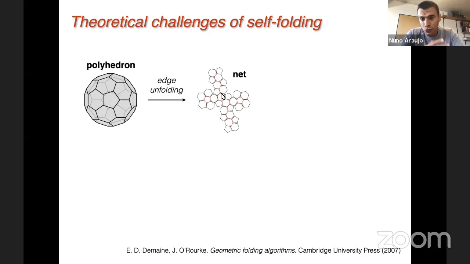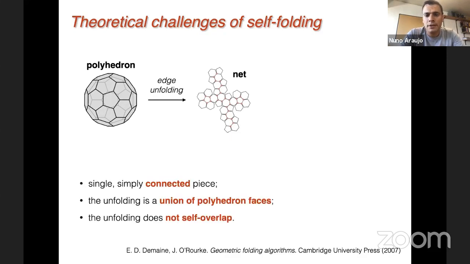But the cut that you do in the edge unfolding process cannot be an arbitrary cut. It needs to be done in such a way that it fulfills three different constraints. The first one is that the final net should be a single simply connected piece. You don't want to obtain two different pieces because this will increase the complexity of the problem, since in solution you will need to find ways to have these two pieces coming together and folding to form the three-dimensional shape. The second thing is that the unfolding, the net, should be the union of the polyhedron faces. So we can only cut along the edges, you cannot cut a face in the middle.